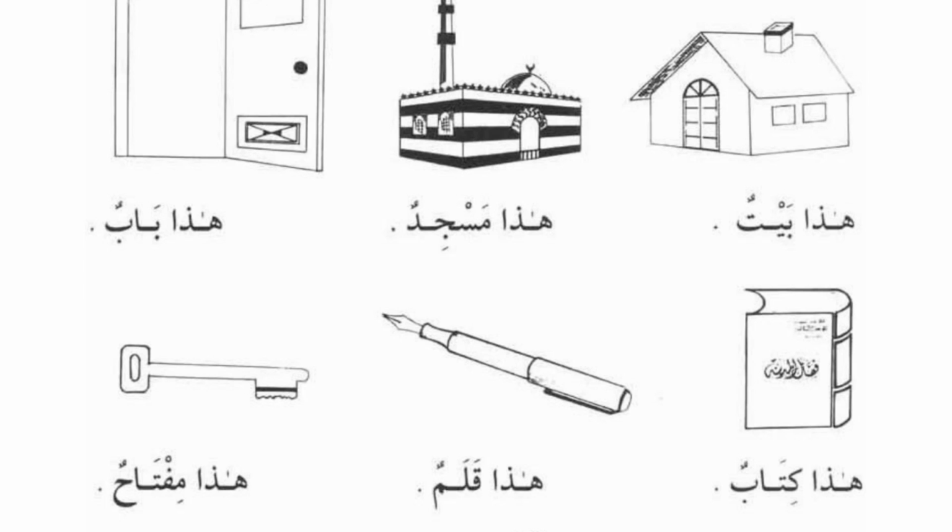A key is called miftahun in the Arabic language. So if you want to say this is a key, you say Haadha miftahun. You pronounce Haadha, this, first, then the item that you want to point to. If you want to say this is a pen, you say Haadha, then qalamun. Haadha qalamun. This is a pen.